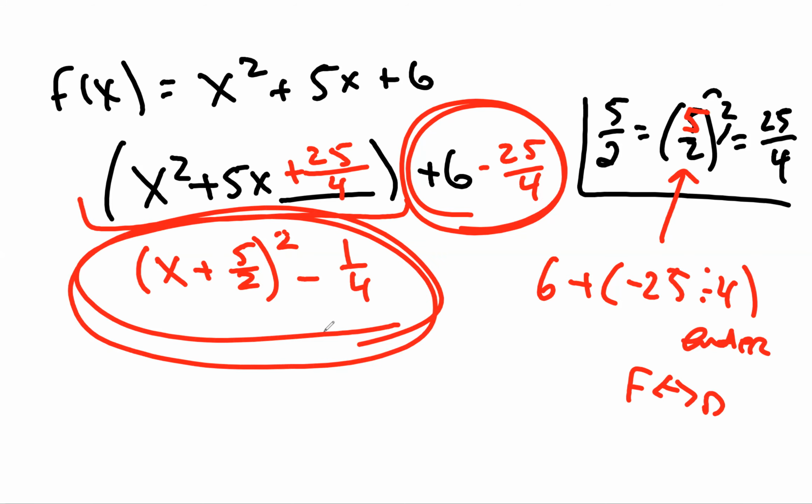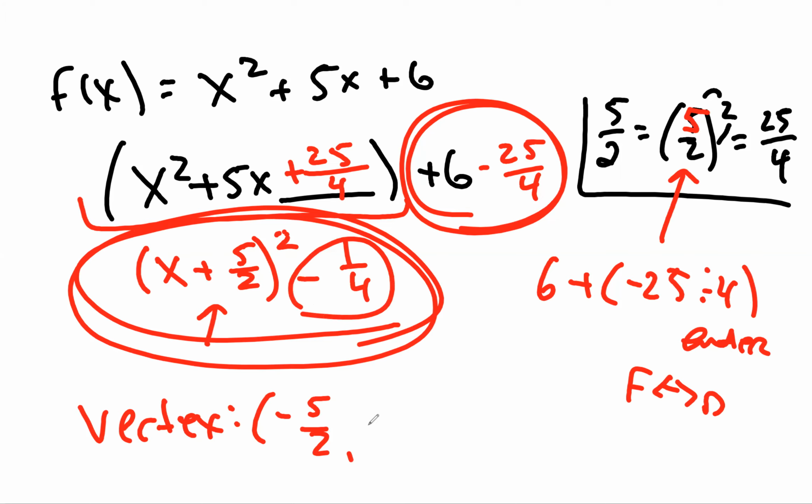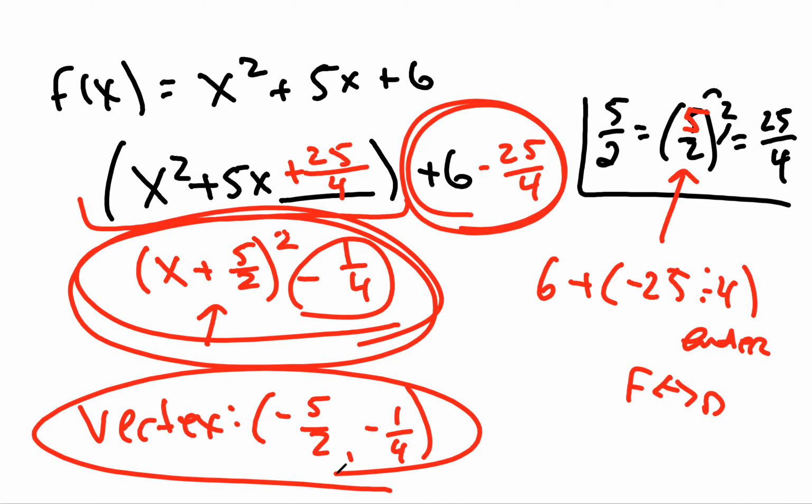And this will be your vertex form. Even though there's fractions, that's okay. We're still going to do it the same way. We would look at this and say, okay, what's my vertex? Well, we look inside. This looks like a positive 5 halves, so we write it out as a negative 5 halves. And then we take this little guy at face value, negative 1/4. And there's my vertex. And then from here, you can continue to find your x-intercepts by setting this equal to 0 and solving. You could find your 2 other points and you could graph.